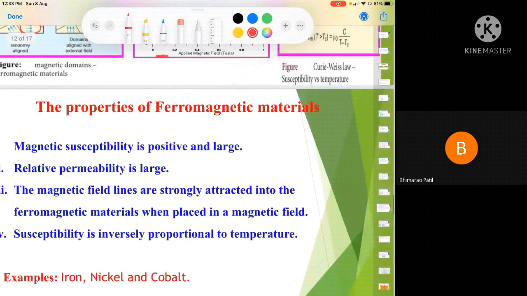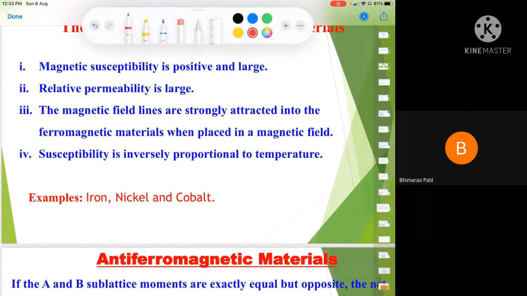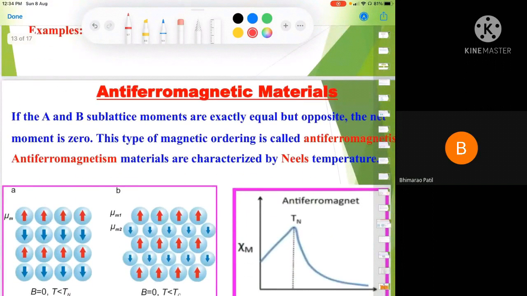Then, what are the properties of ferromagnetic materials? The first property of a ferromagnetic material is that magnetic susceptibility is positive and large. Relative permeability is also larger as compared to paramagnetic materials. Magnetic field lines are strongly attracted into the ferromagnetic material when placed in a magnetic field, and susceptibility is also inversely proportional to temperature. Examples are iron, nickel, and cobalt. Next, we go to the fourth type of magnetic material, that is antiferromagnetic materials.